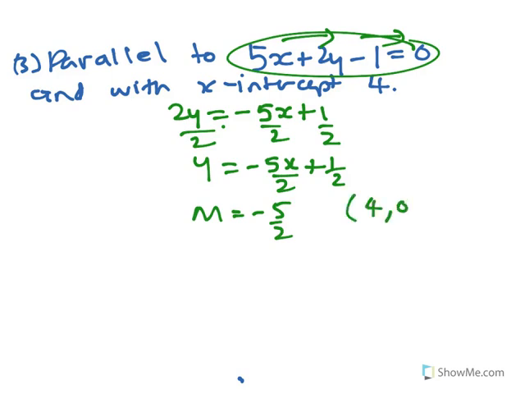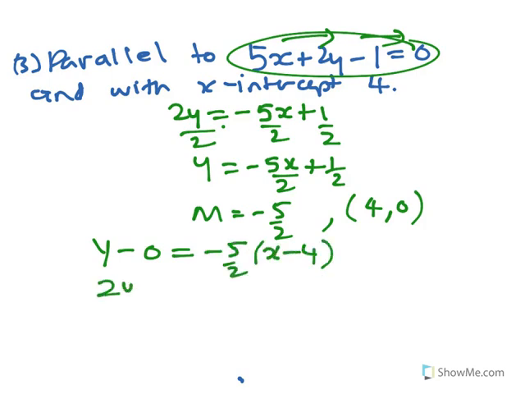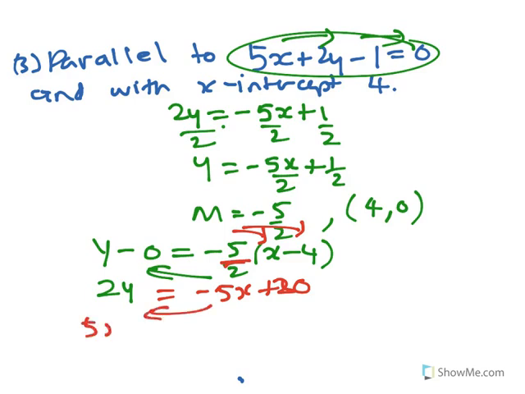The point is (4, 0), because that's the x-intercept. So it's y minus 0 equals minus 5 on 2 (x minus 4). 2y, because if you times the 2 up there, that's divided by 2. 2y equals minus 5x plus 20. And then bring it over: 5x plus 2y minus 20 equals 0.